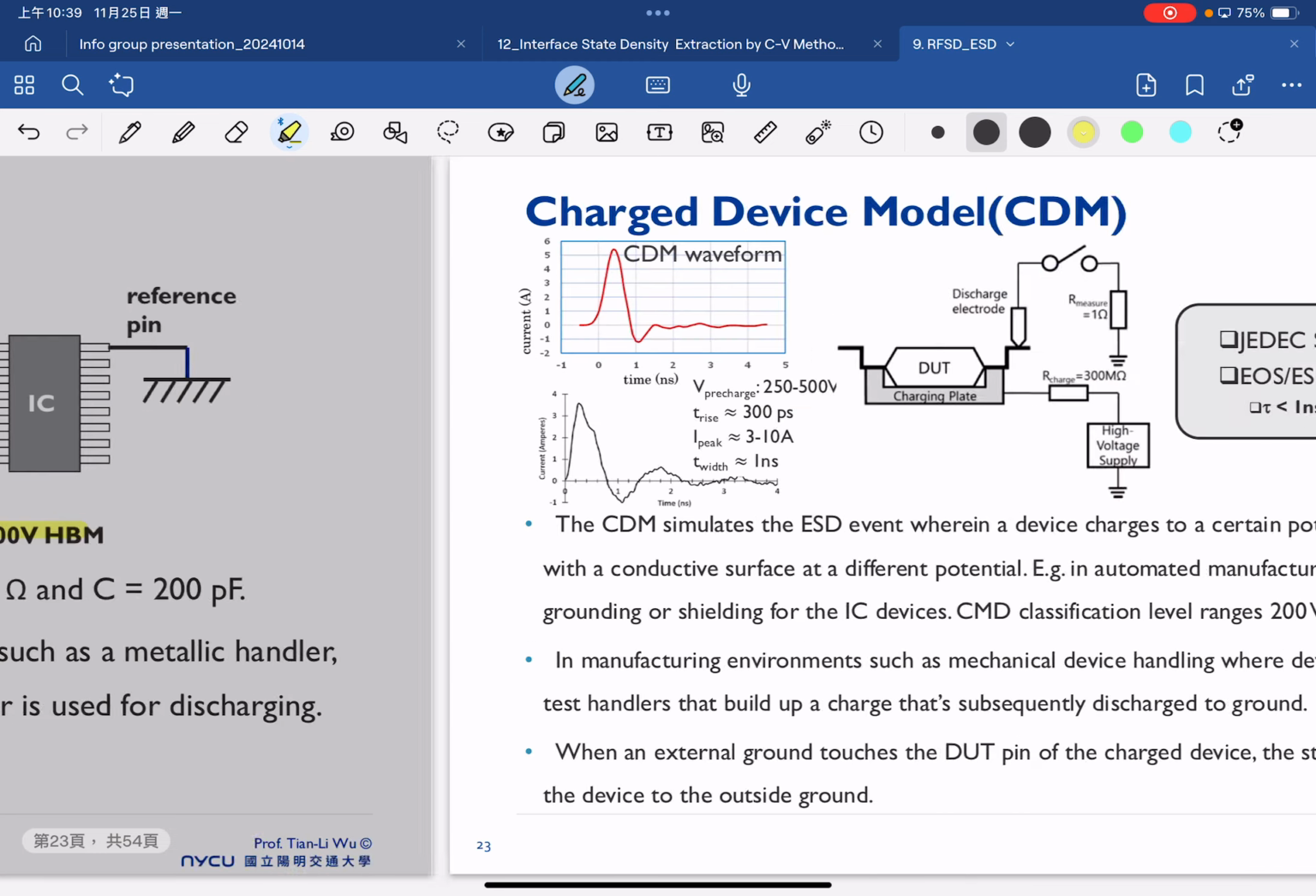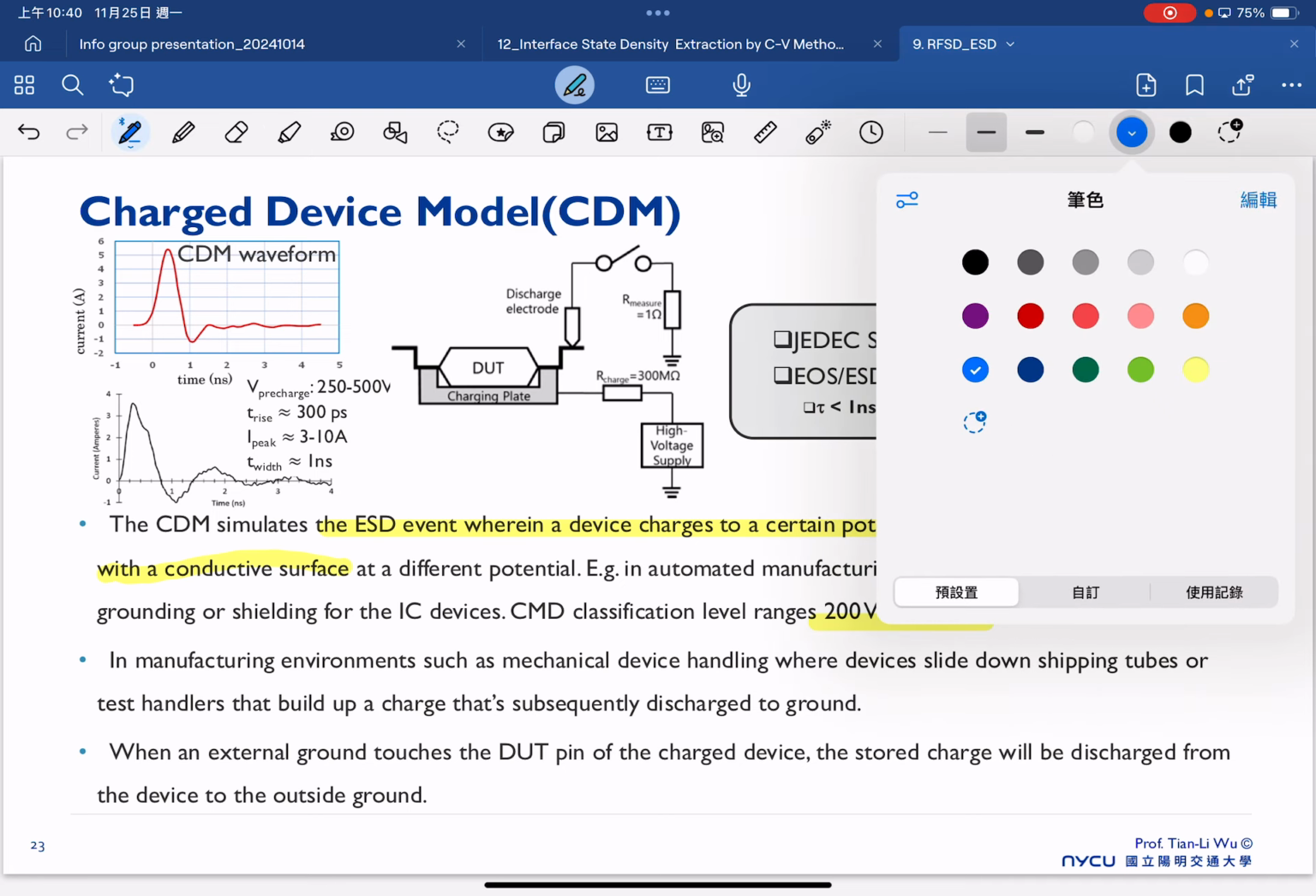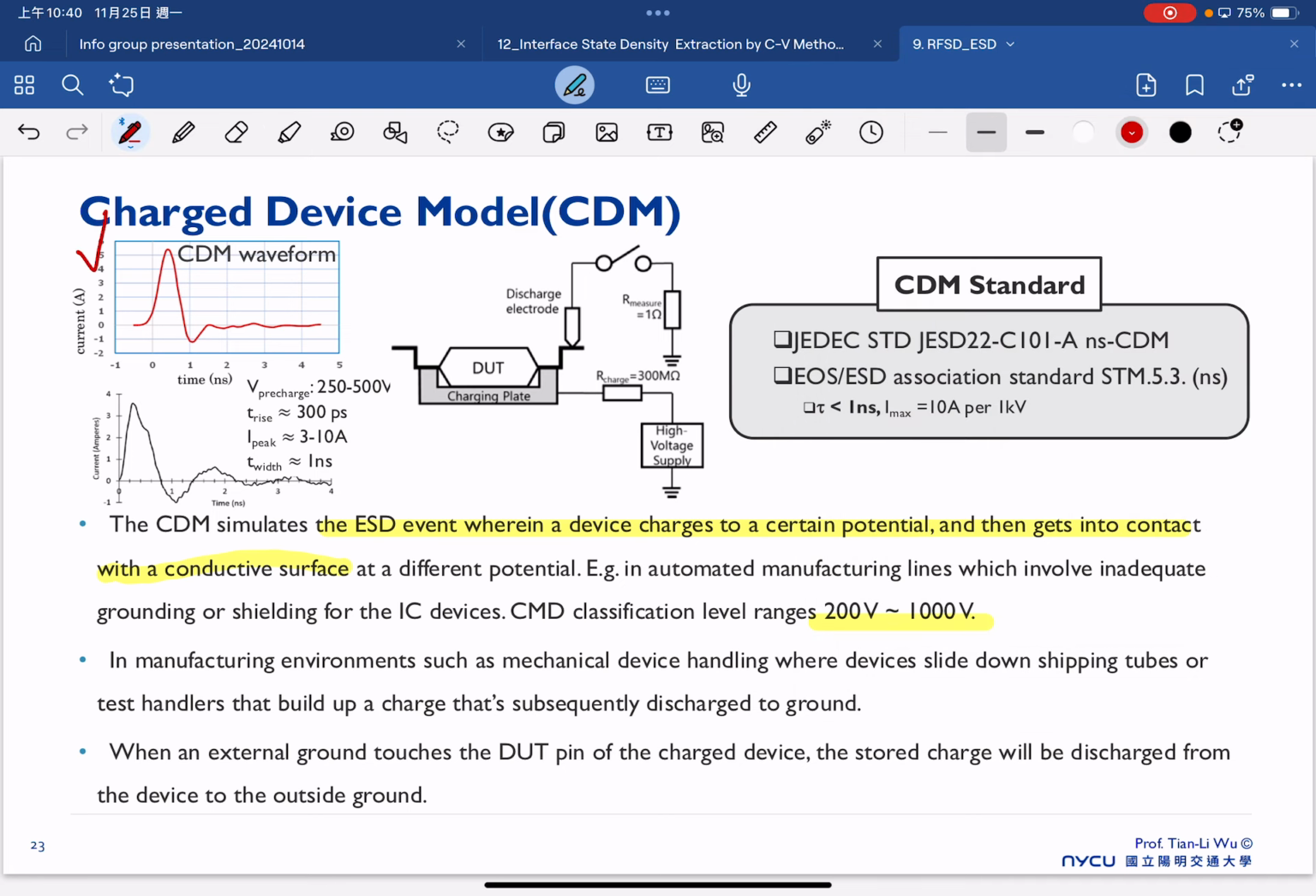And the third one is the charge device model. The charge device model simulates the ESD event when a device is charged to a certain potential and then comes into contact with a conductive surface at a different potential. The charge device model ranges between 200 volt to 1,000 volt here. And this is a typical waveform for the charge device model.